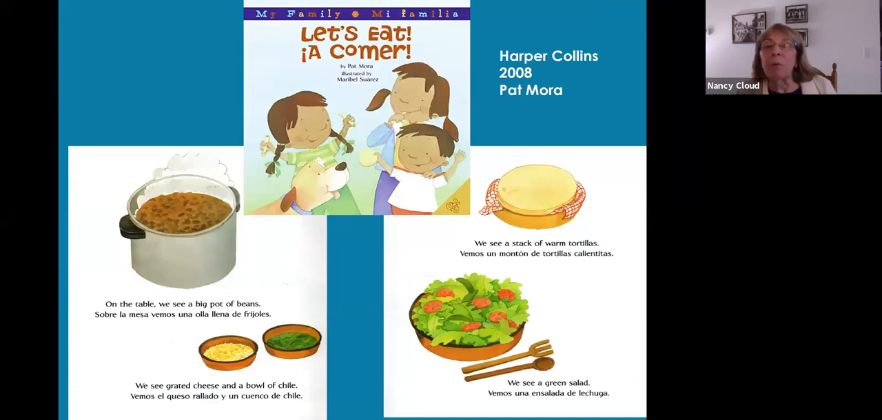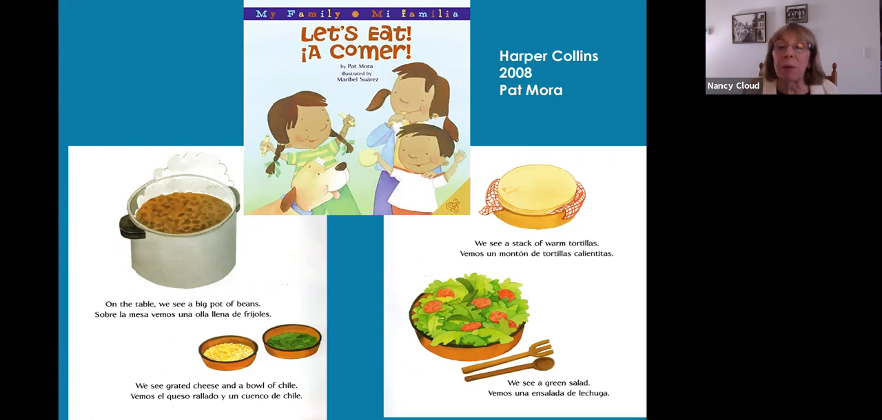This one, to me, reflects better. This is Pat Mora, and she is a Mexican-American writer. This is pattern text. On the table, we see a pot of beans, we see grated cheese, we see a stack of warm tortillas, we see a green salad. So it's "we see" in English. And in Spanish, it's "vemos una olla, vemos el queso, vemos un montón de tortillas, vemos una ensalada."